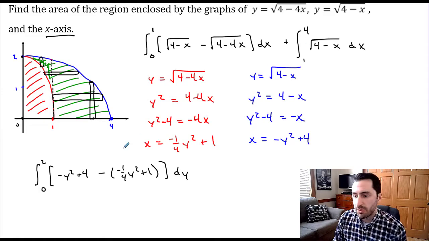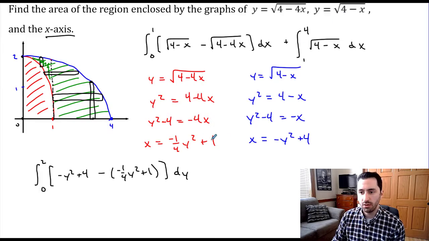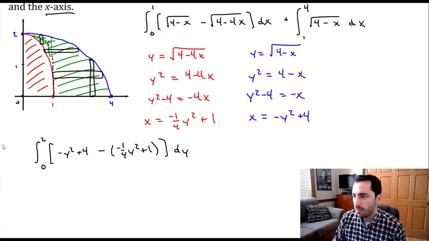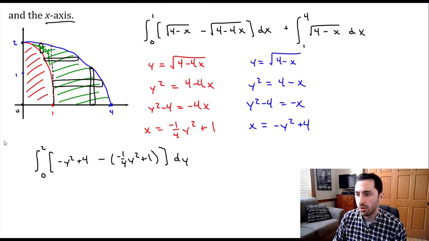Our other option was if we rewrite our two equations and we write them as functions of y. So x is equal to something. Now we were able to use just one integral. In this case, we're going from 0, which is the x-axis, up to 2, which is where they intersect. And then we were able to write this as just the difference of these two functions. So taking a look, I think both of these are okay.